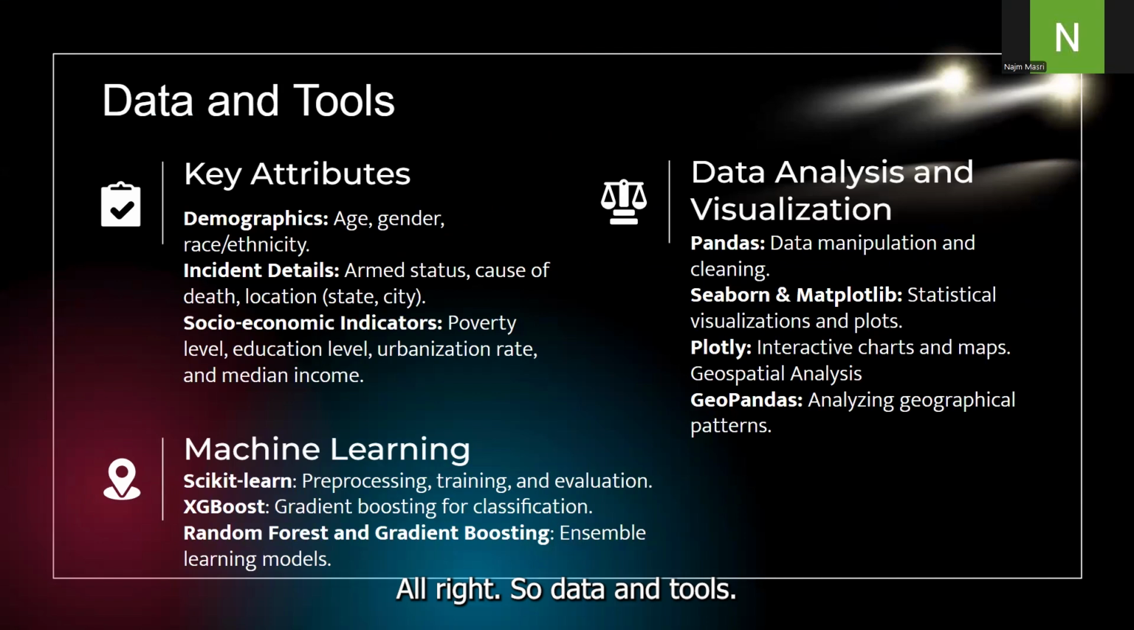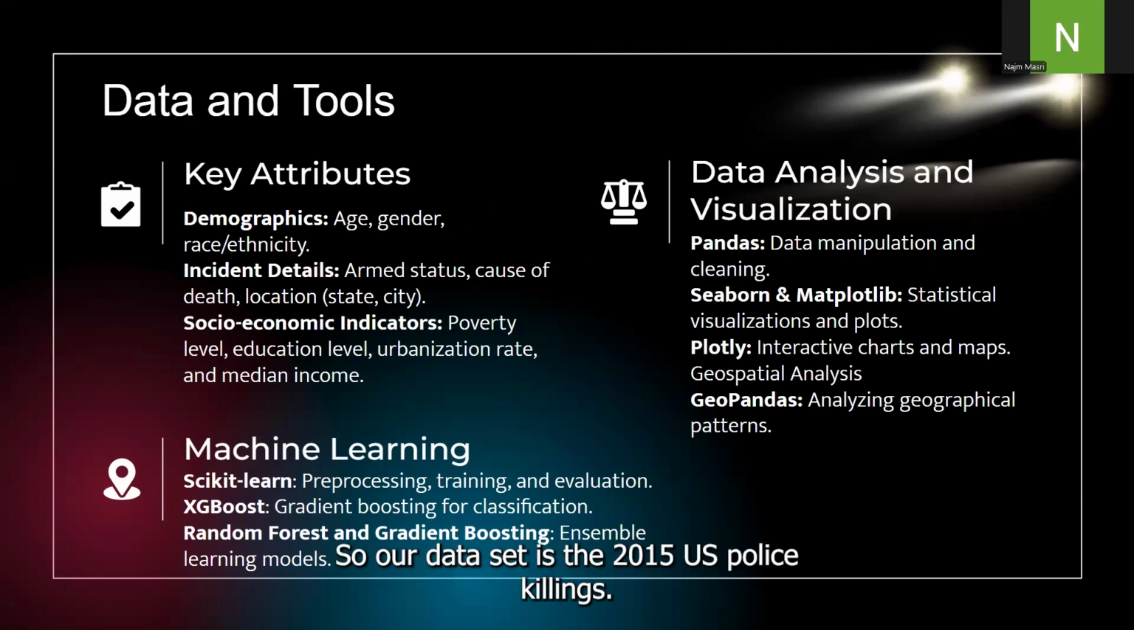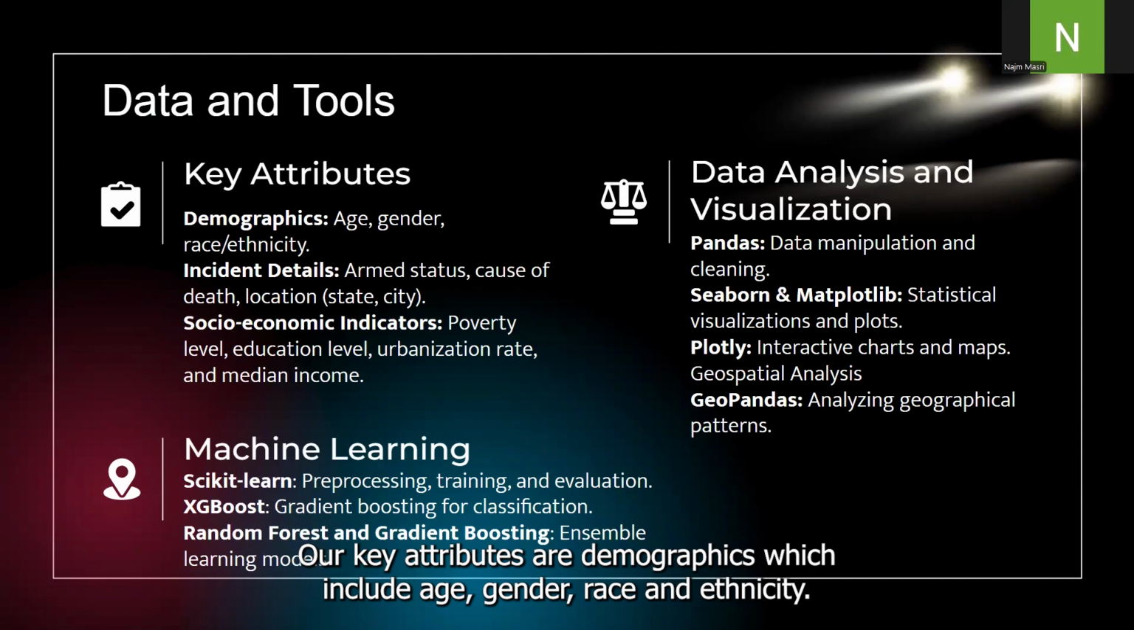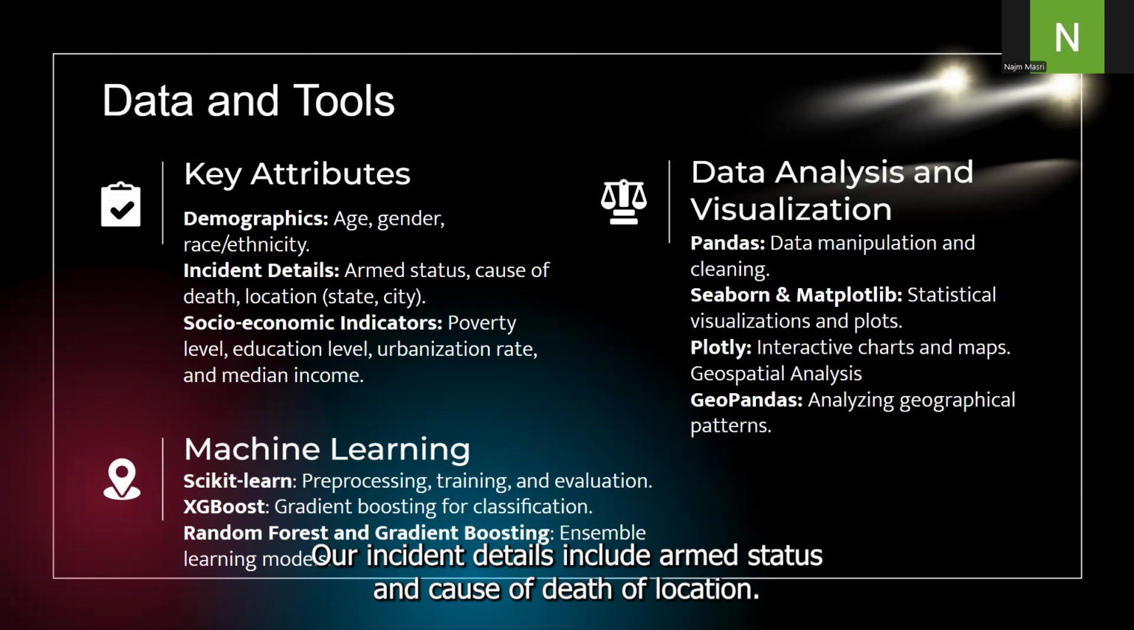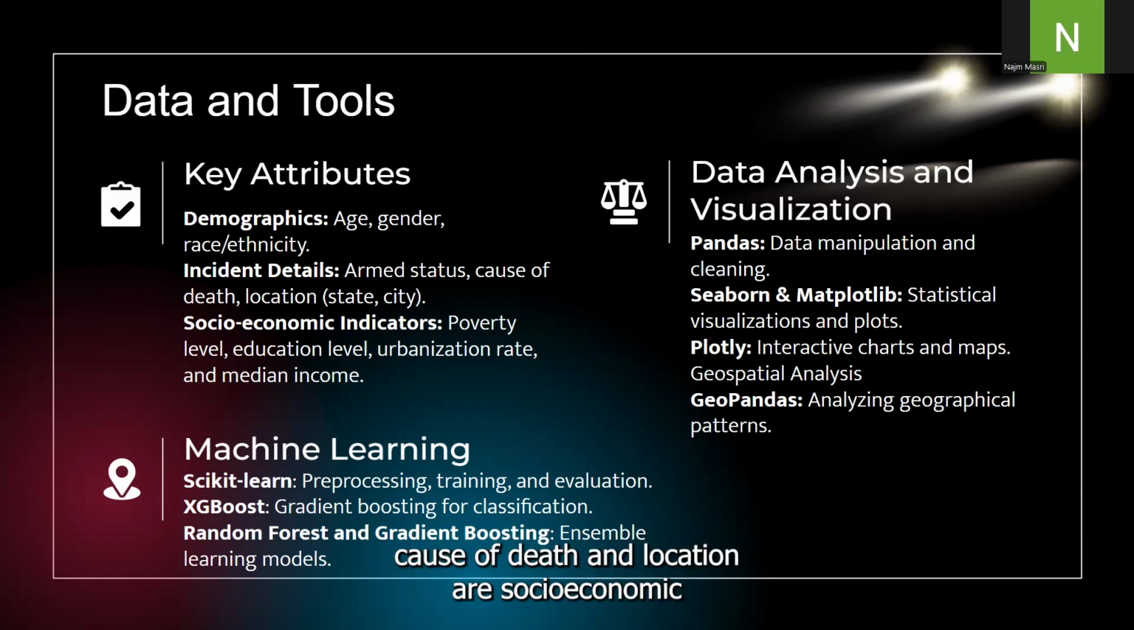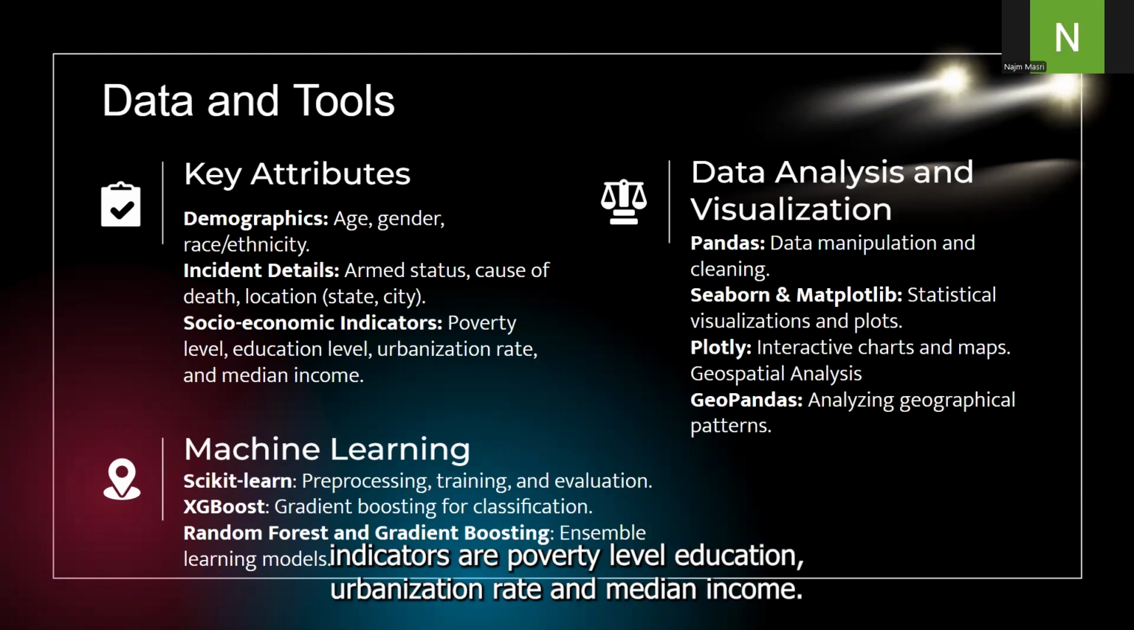All right, so data and tools. Our dataset is the 2015 US police killings. Our key attributes are demographics, which include age, gender, race, and ethnicity. Our incident details include armed status, cause of death, and location. Our socioeconomic indicators are poverty level, education, urbanization rate, and median income.